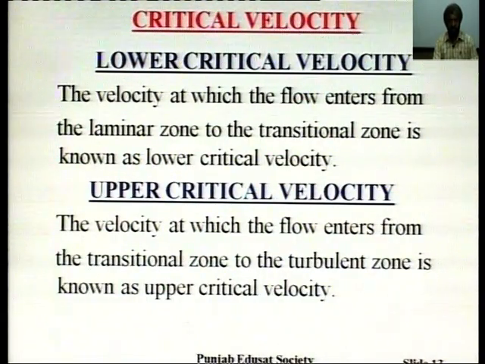So the velocity when the flow enters from the first stage to the second stage, the laminar stage to the transitional stage or zone, is called the lower critical velocity. Whereas the velocity at which the flow enters from the second stage to the third stage, that is, from the transitional zone to the turbulent zone, is called the upper critical velocity. So these are two different types of critical velocities.